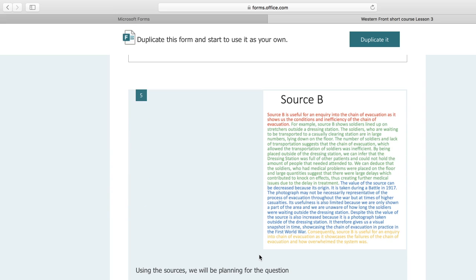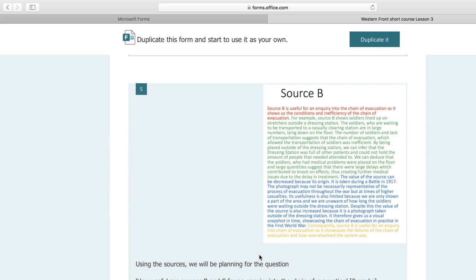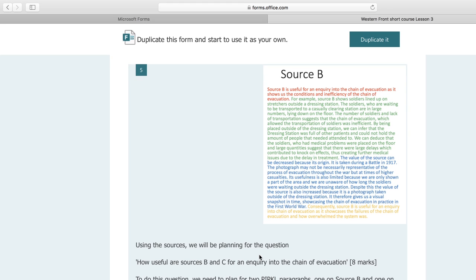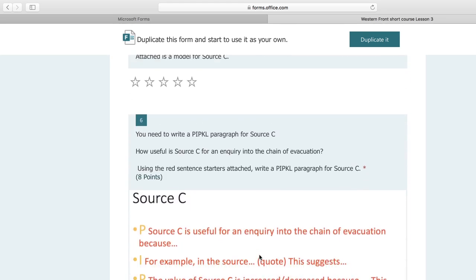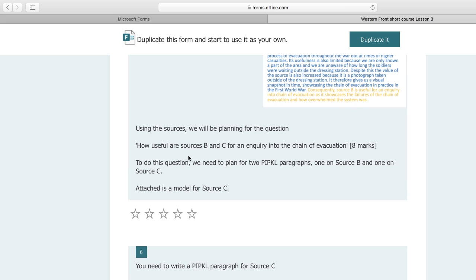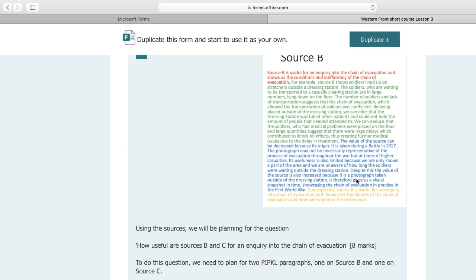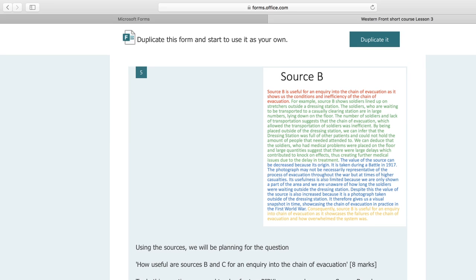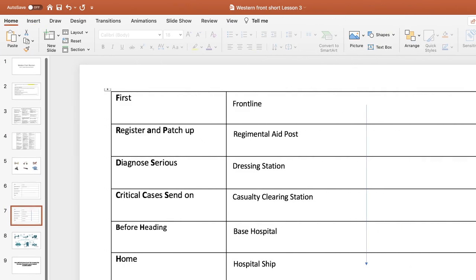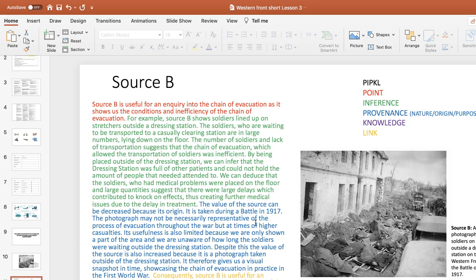And then lastly, you are just going to write down a paragraph for the question, how useful are sources B and C for an inquiry into the chain of evacuation? Now, again, I've done source B for you, and you are just doing source C. So I'm going to talk you through source B for a little bit and show you, I'll read out what I've done here.